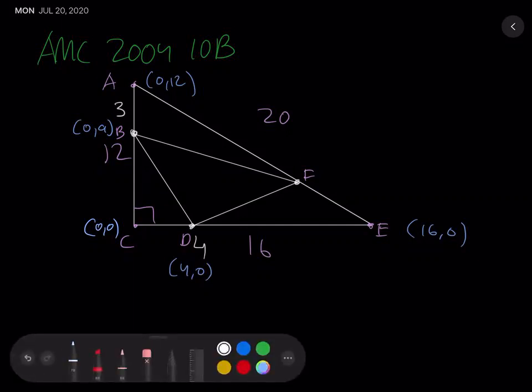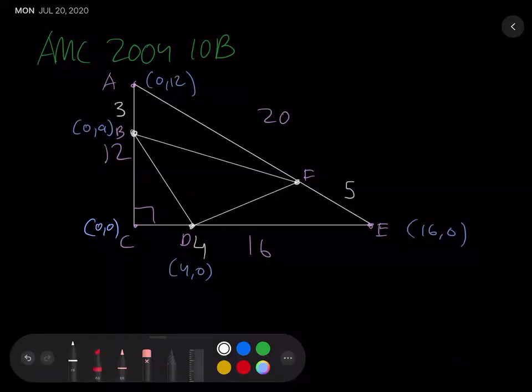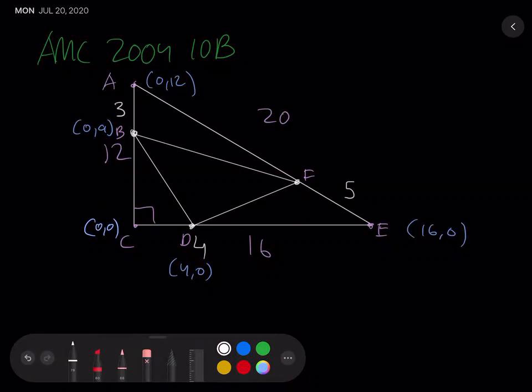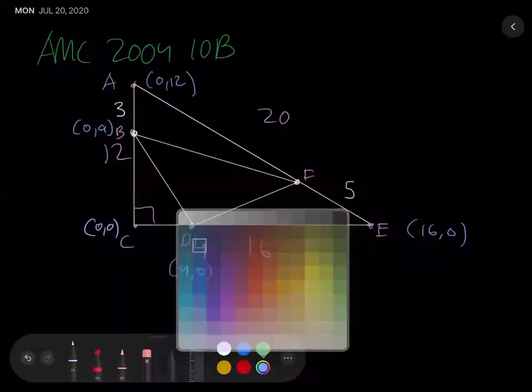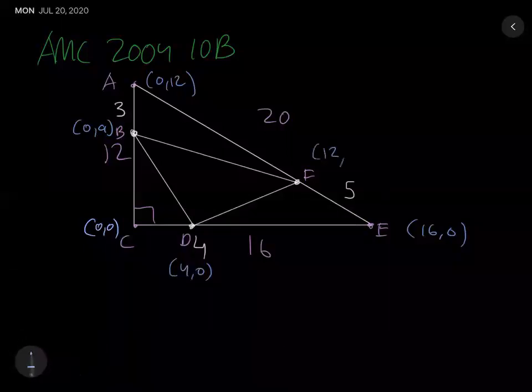We know that EF is 5 and EA is 20. So EF is 1/4 of EA. So F has to be 3/4 of the way from A to E. What's 3/4 of 16? That would be 12. So we know the X coordinate is 12. And from 12 to 0, 3/4 of the way there is 3. So there you go. F lies on point 12, 3.